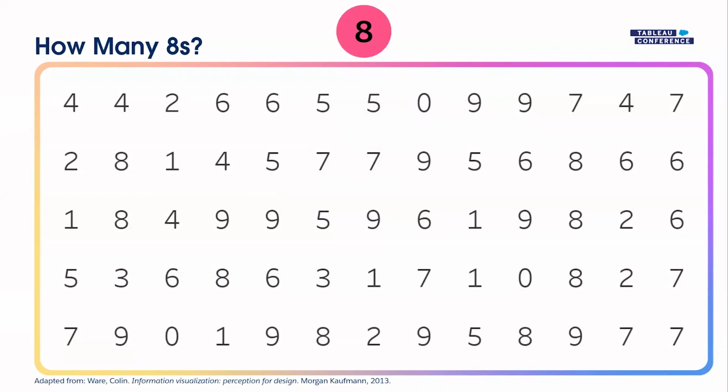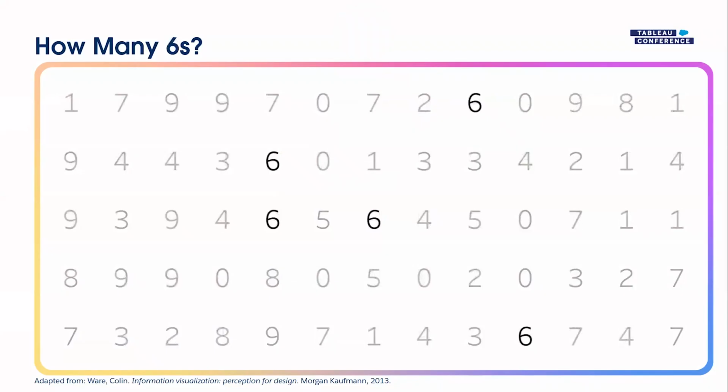It probably took a lot of scanning through the rows and columns to count all the 8s. The message here: it can be hard to find a data point in a sea of sameness. So how many 6s in the frame here? Yep, there are indeed 5. Every 6 here is a darker shade or color intensity than the non-6s.